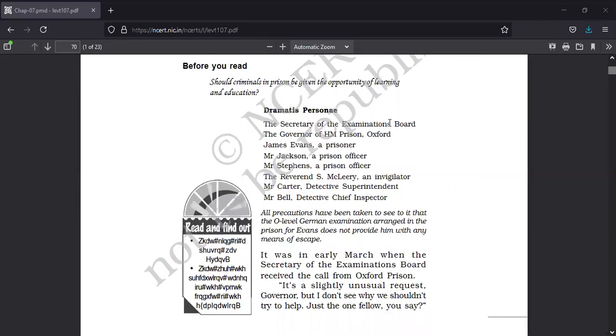Then before you read, should criminals in prison be given the opportunity of learning and education? Then you have to speak. So before I ask you these questions, you should also share your opinions. But nowadays we are all on mute.